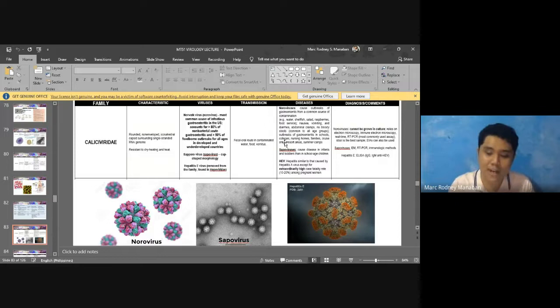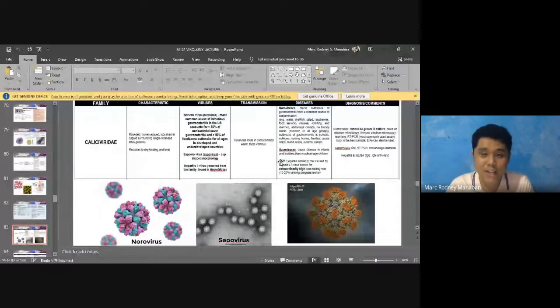That's why outbreaks are common here. Basta nursing homes, cruise ships, that is norovirus. Next, Sapovirus, also known as Sapporo virus because it was first discovered in Sapporo, Japan. Sapovirus is still the same infection as norovirus, but it is more common in infants and toddlers, in children.